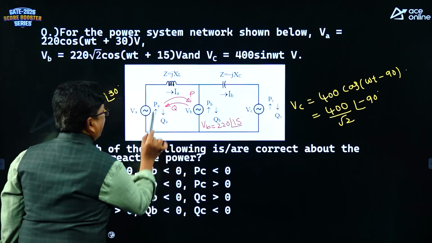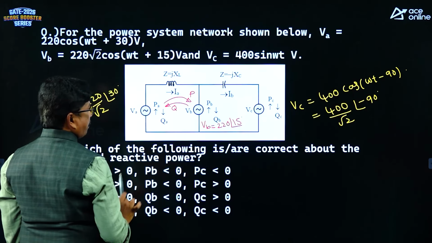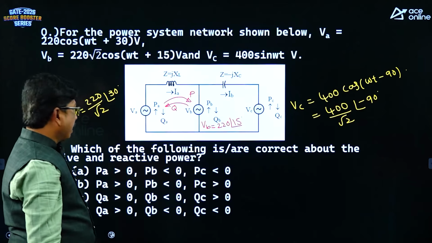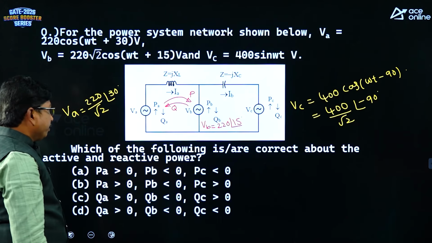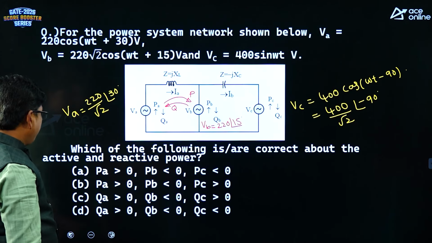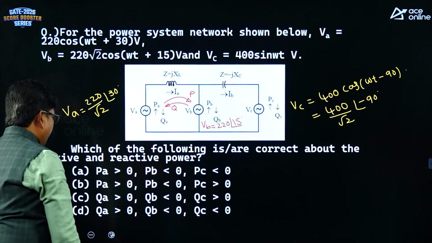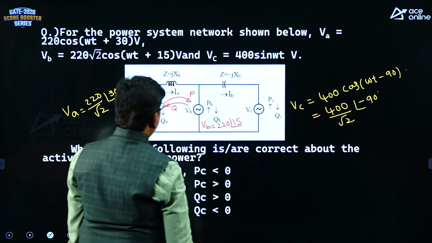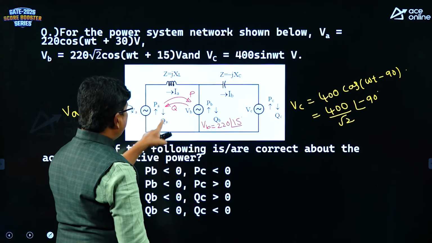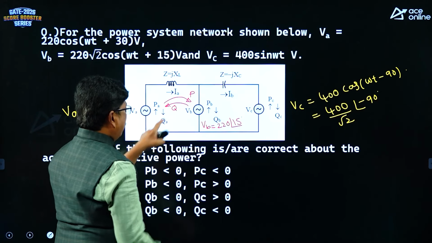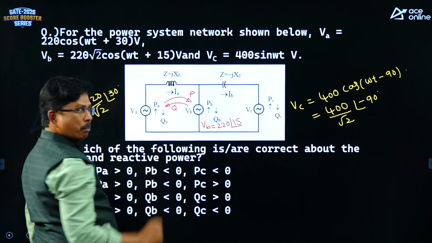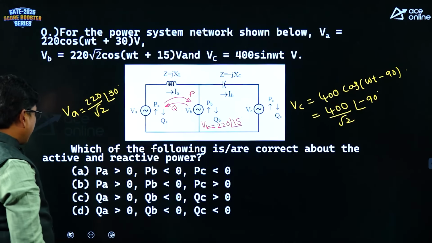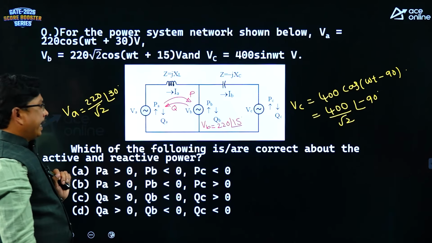See, PA direction, P direction both are same. So PA should be greater than 0. Okay, option A and option B both are correct. And QA? What about QA? QA is also greater than 0. So Q direction, QA direction both are same only. QA should be greater than 0.